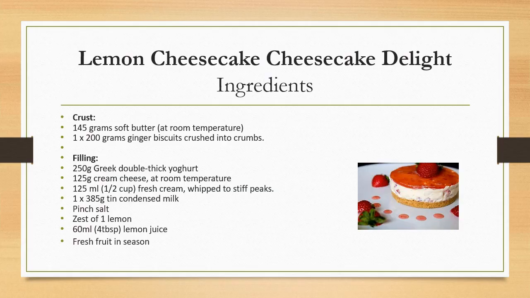Where there is a picture of the cheesecake, you will see there are 3 layers. The first layer right at the bottom is the brown biscuits, which is called the crust. The middle is called the filling, and the red that you're seeing on top is the topping. The topping is fresh fruit in season, which is what? Who can tell me what we're using? Nice, strawberries, yes. So strawberries is the fruit in season.